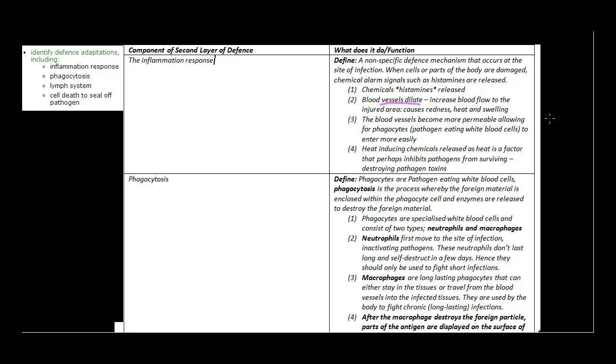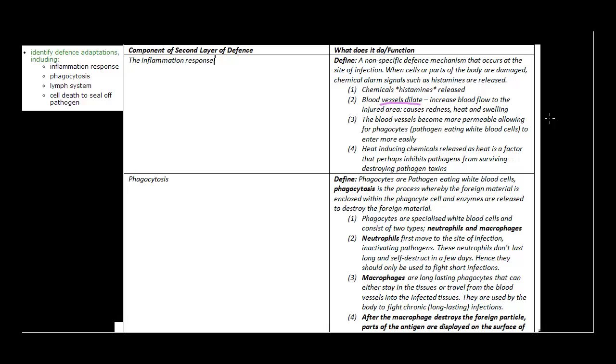Okay, so step 4 of the inflammation response is that the heat-inducing chemicals are released. And this is mainly because heat actually acts as another mechanism to destroy pathogen toxins as well as just pathogens themselves. When heat is released, the pathogens sometimes cannot survive in such heat, or it's the toxins that end up dying or getting removed. Okay, so that's the inflammation response done with.